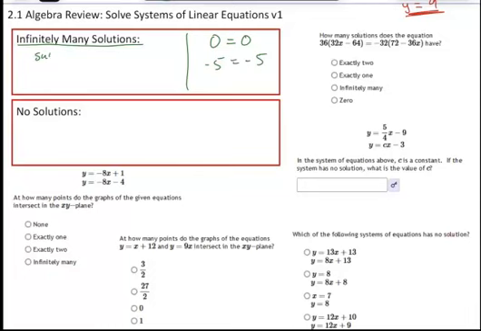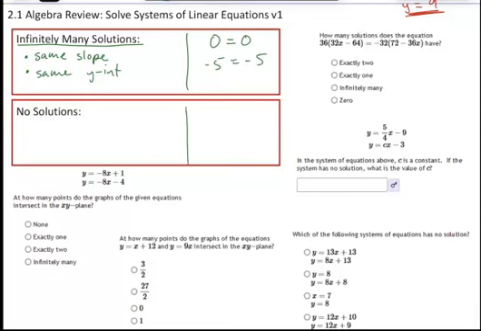Okay, that means that it has the same slope and the same y-intercept. Both of those conditions apply, and if that's the case, you have infinitely many solutions. Any number, or there's any number of combinations for that.